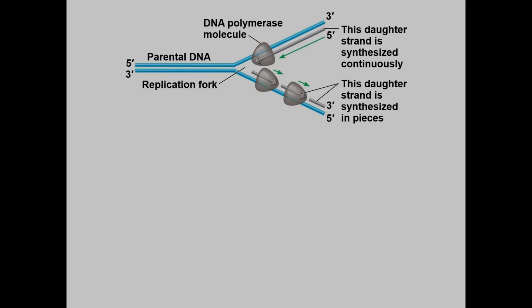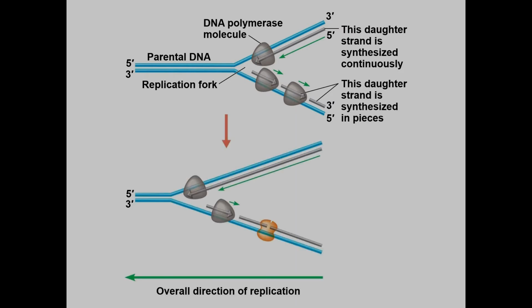If we look at the replication fork here, we can see that on the top strand, this DNA polymerase molecule can synthesize DNA in one piece, because as the replication fork opens, it's still going to be moving in the 3' direction. However, on the bottom strand, that's not the case. As the replication fork opens, a new DNA polymerase will have to join in order to synthesize a new strand.